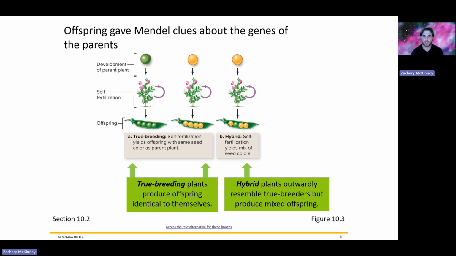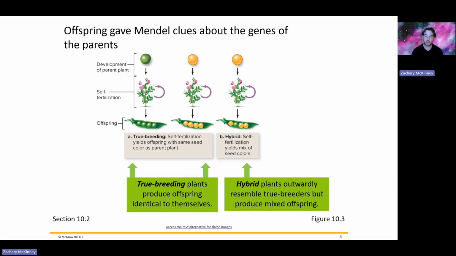So there's a couple of different ways that we can look at our development, or our offspring. We can talk about true breeding versus hybrid. True breeding means that when you fertilize a plant with itself, it's going to produce exactly what it is. All of those offspring are going to be exact to the parent, same copy, very reliable, very predictable.